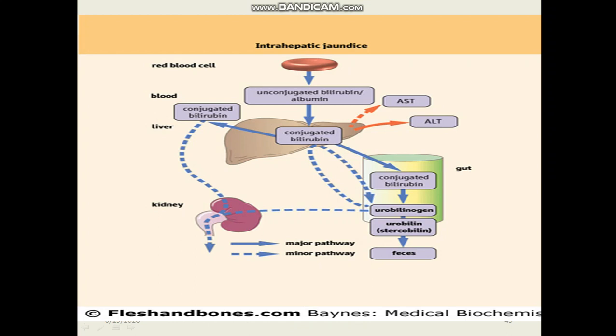And some part of the conjugated bilirubin also goes to the intestine, and in the intestine it is converted to urobilinogen and then to stercobilin. This is the major pathway, and these dotted lines are the minor pathway.